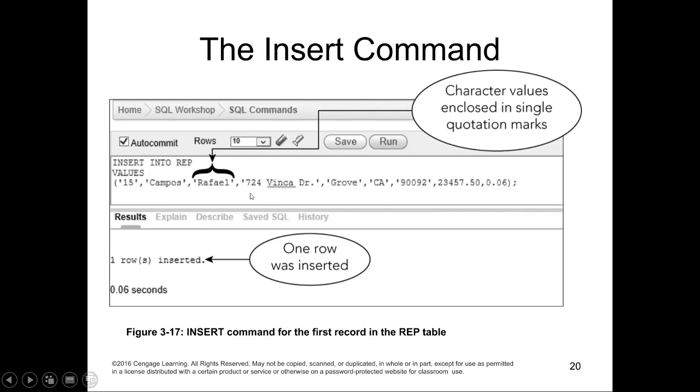Now, one thing to show you, and I think we talk about this in the next slide, but we're not specifying any column names. We're literally saying insert into rep values and all these values. That means when you do it this way, you have to specify a value for every column. You cannot skip any columns. They have to be in the same order that the table shows them in, and not doing so, you'll get an error.